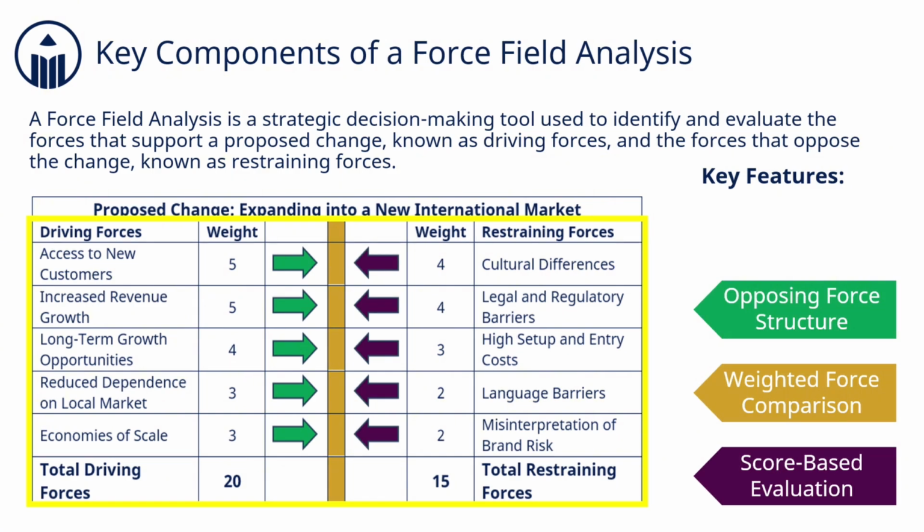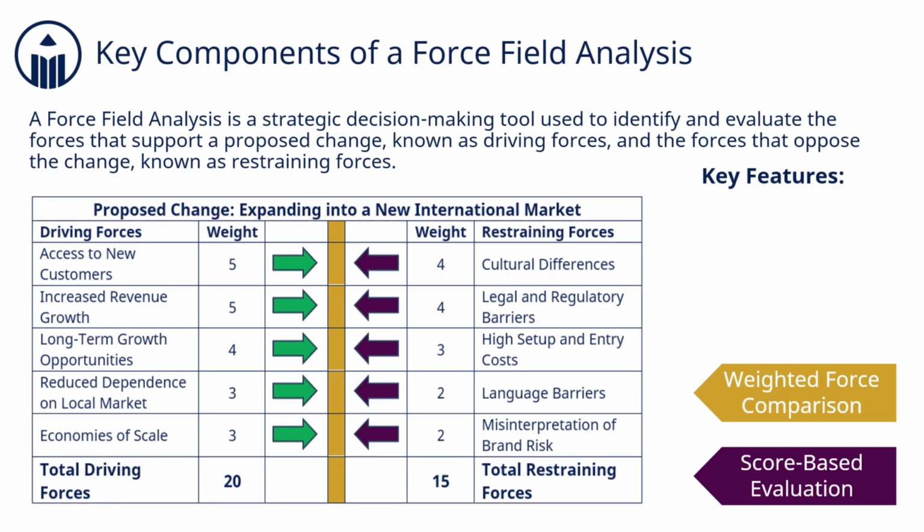On the left are the driving forces, which support the change, such as access to new customers and increased revenue growth. On the right are the restraining forces, which hinder the change, such as cultural differences and legal or regulatory barriers. A force field analysis involves a weighted force comparison. Each force is given a weighting, usually from 1 to 5, based on importance. For example, access to new customers and revenue growth are both rated 5, while cultural and legal barriers are rated 4.